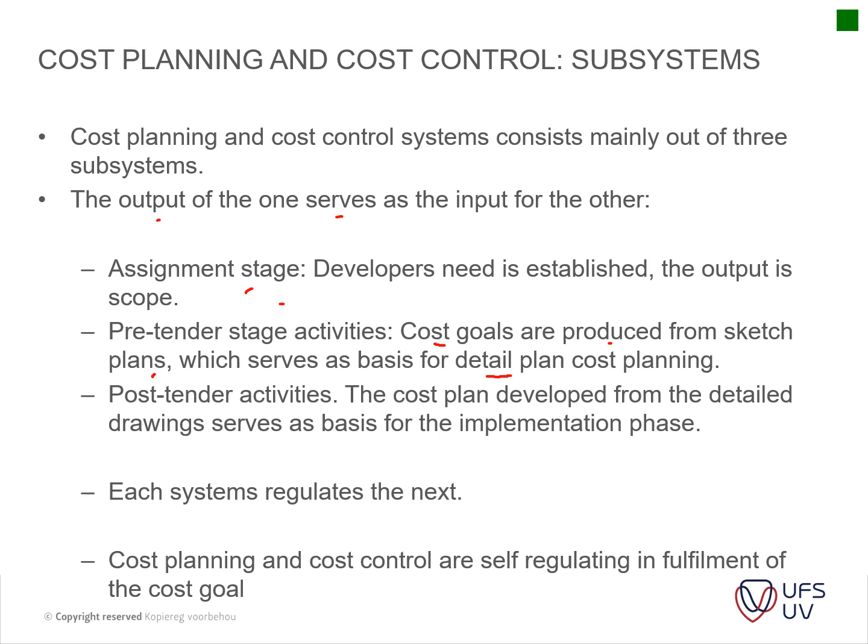Obviously, it's the same with your design. You've got your concept designs or sketch plans, which later are developed into your actual detailed plan. And then you can have your post-tender activities, which is your cost plan development for detailed drawing serving as an implementation for the next phase or the new project. Each system regulates the next. Okay, we've touched on that. And then the cost planning and cost control are self-regulating in fulfillment of the cost goal. So it's basically a bit of a repetition of what I've said earlier on already.